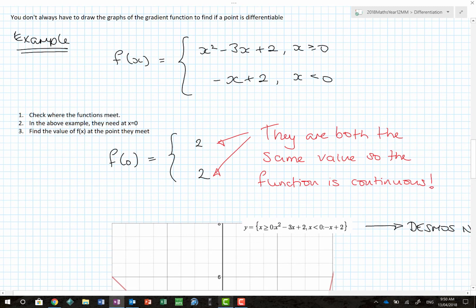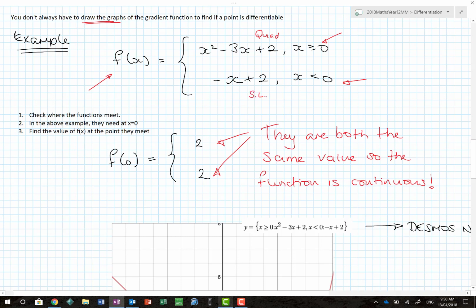Now, you don't always have to have the graphs of the gradient functions to find a point. You don't always have to draw them. You can do tests by just using hybrid functions and differentiation. So, for example, here is my function. It's given me that for x greater than or equal to 0, we get x squared minus 3x plus 2, and for x less than or equal to 0, we get minus x plus 2. So this is obviously part of a quadratic, and this is part of a straight line.